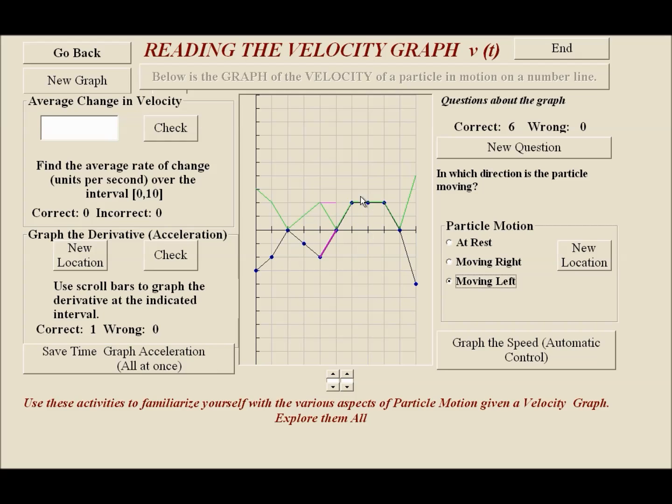It's a little hard to get, but you have to think that this is a picture of velocity. Then we can do the average rate of change: find the average rate of change, units per second, of the average change in the velocity. So we can do that, making that triangle like we did the last time.